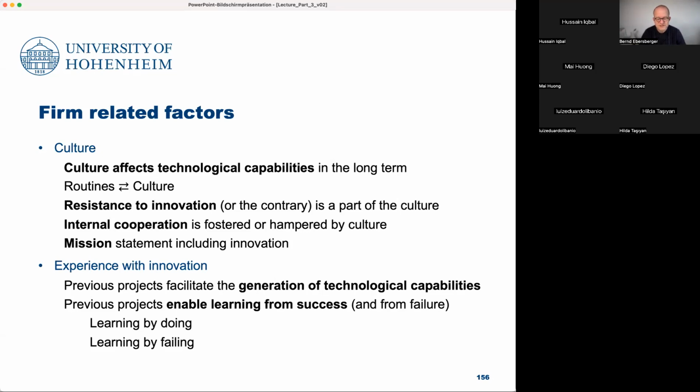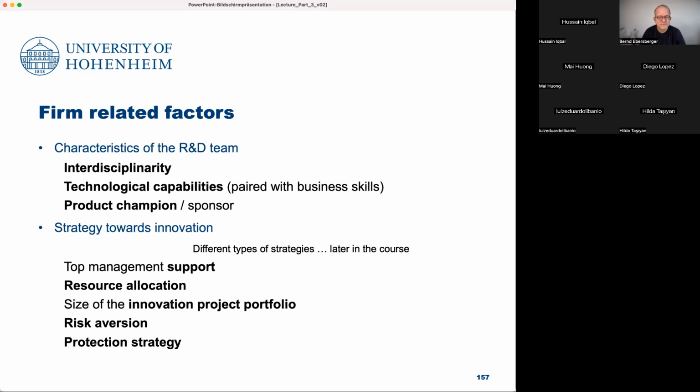Experience with innovation. The more experience an organization has, the more technological capabilities they have, because experience also helps the buildup of capabilities. And the more experience you have, previous projects help you to learn from success, and also to learn from failure. So this is important. Learning by doing and learning by failing would be important here.